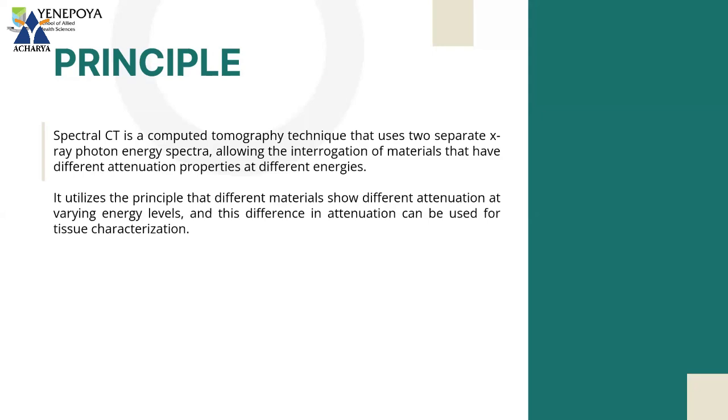Okay, if you are using an 80 kVp technique, the attenuation will be different, and when you use the 140 kVp technique, again the energy and attenuation will be different. So it becomes very easy to differentiate between two structures which are quite similar to each other when you see them in conventional CT. It utilizes the principle that different materials show different attenuation at varying energy levels, and this difference in attenuation can be used for tissue characterization.